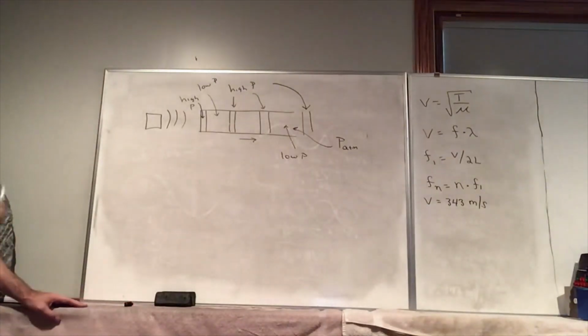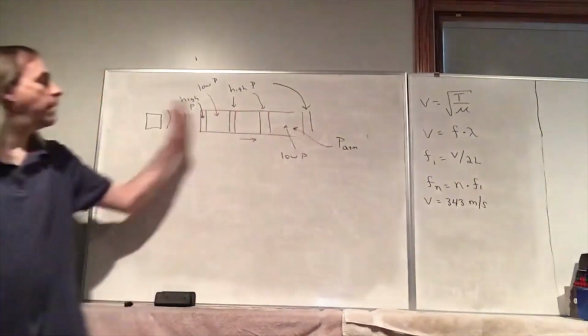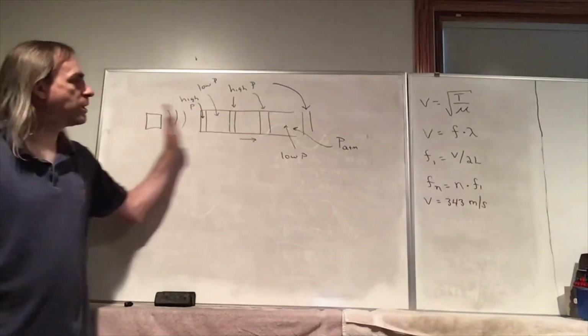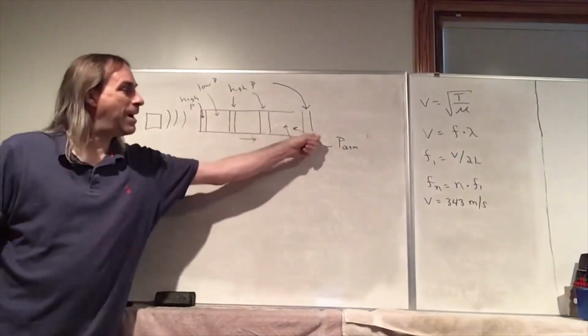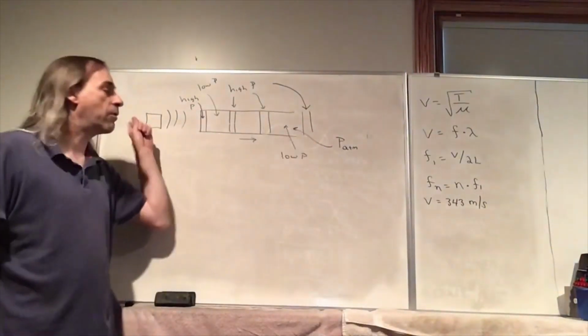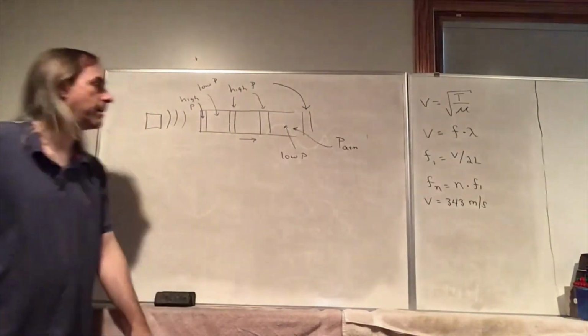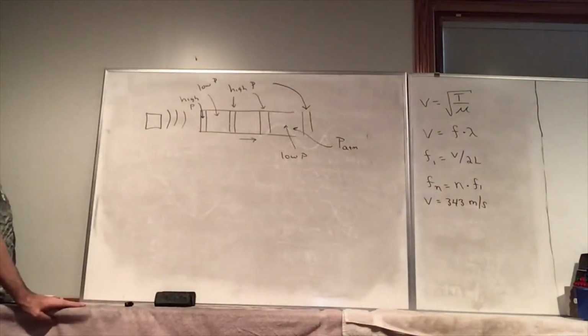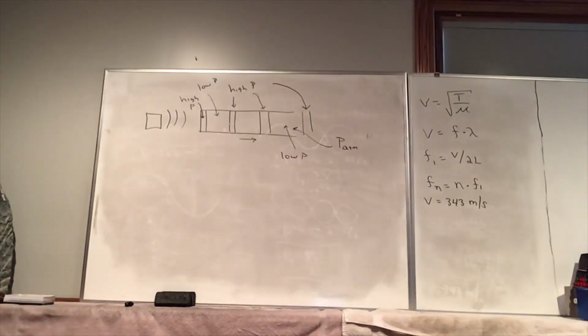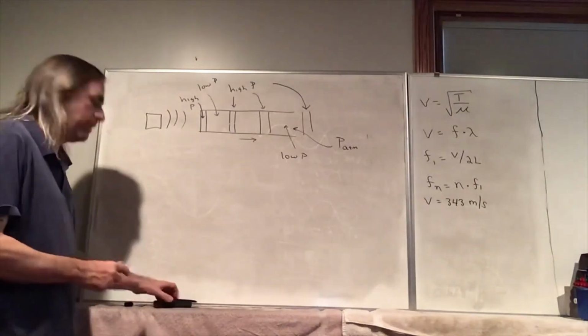We can get this air rushing in, so we're kind of forcing the air this way, but then every time a high pressure region passes, we get air from the room coming back. So we can get a reflection even off the open end of a tube. And we can create resonance in a tube as well. And so that's what we want to look at next.